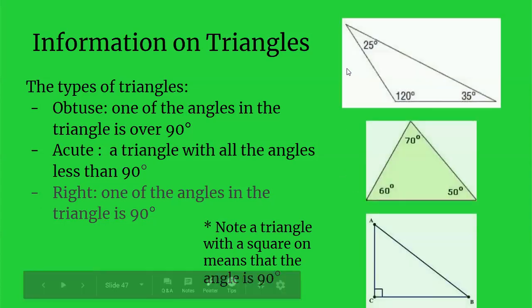Here are the pictures. So we have obtuse. See, this angle right here is over 90, so it's obtuse. Acute, all the angles here are less than 90 degrees. And then we got a right triangle. See, one of the angles right here in the triangle is 90 degrees. The square right here represents a 90 degree angle.